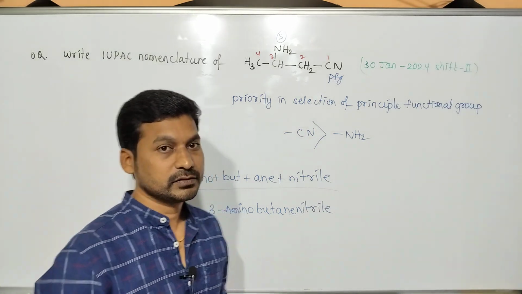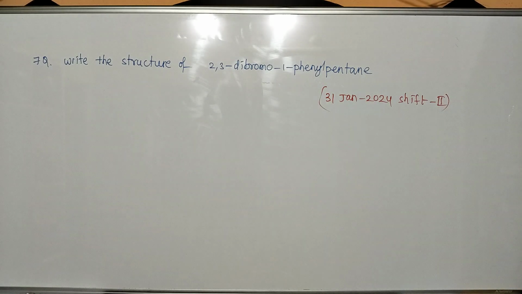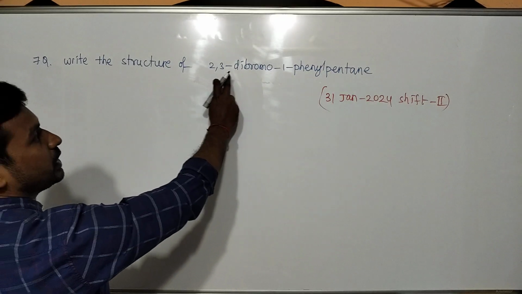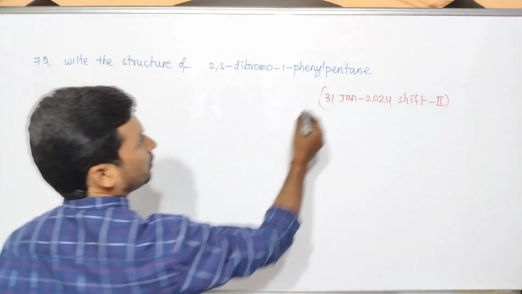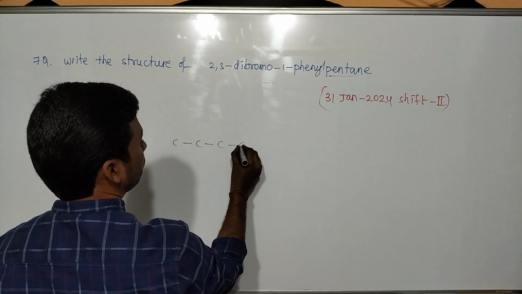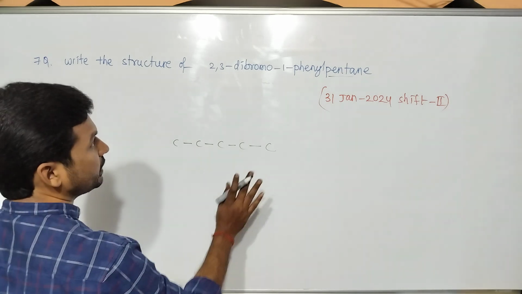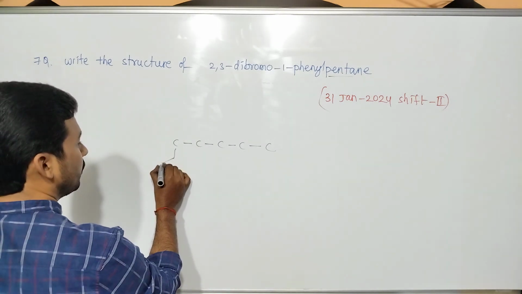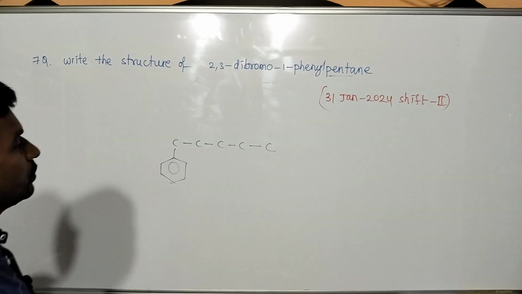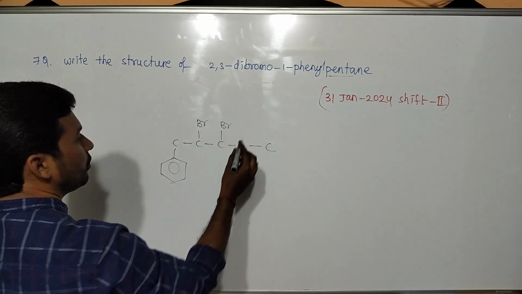Okay. Next, see here. Write the structure of 2,3-dibromo-1-phenylpentane. So what is the root word? Pent. Write the number of carbon atoms: 1, 2, 3, 4, 5 carbon atoms, and ane, all are single bonds. On the first position, phenyl. This is phenyl, and at the 2 and 3 positions, bromo. At this position bromo, and this position also bromo.